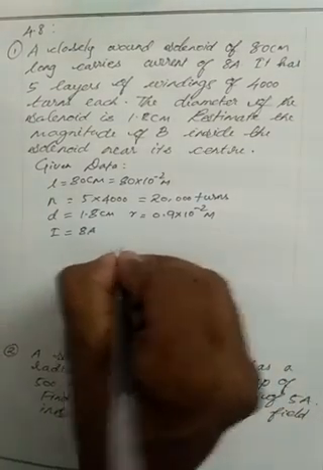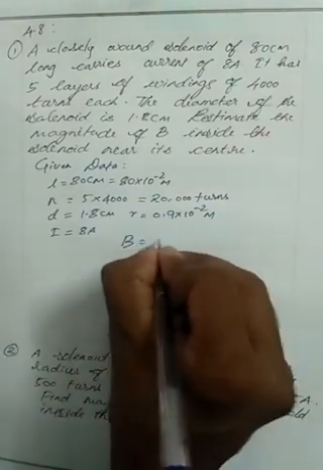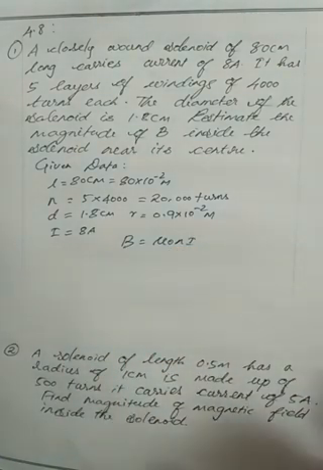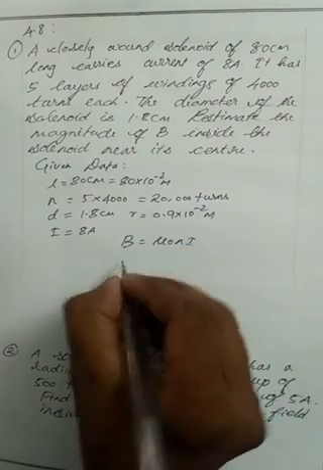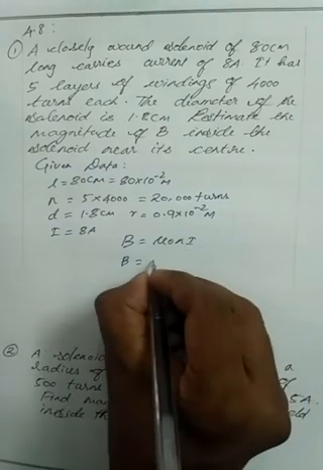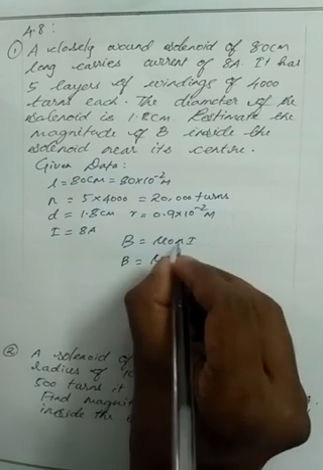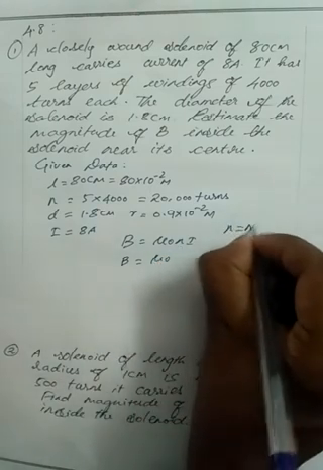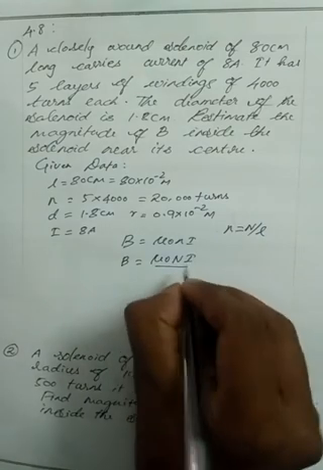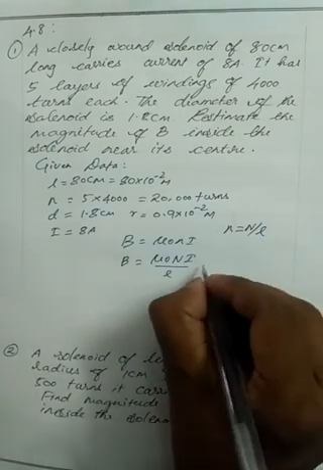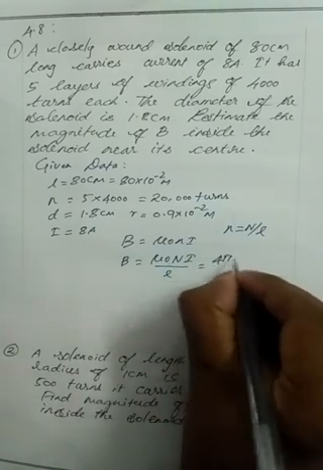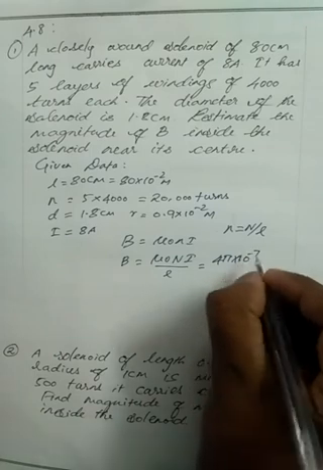So what is the formula? B equal to mu naught n I. Okay. So here n is taken as N by L because we have length as well as turns. So I can write mu naught, instead of n I take N by L. Okay. So N by L. So substitute all the values. What is the value of mu naught? 4 pi into 10 power minus 7.